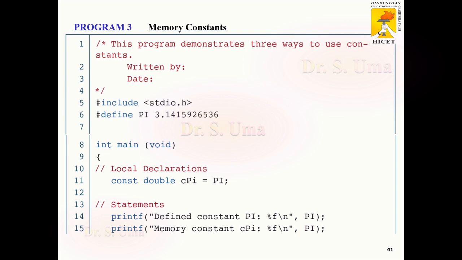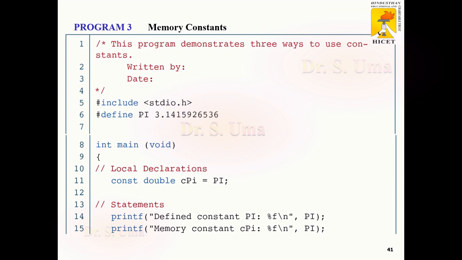This program demonstrates 3 different ways how the constants could be used within a program. This is a preprocessor directive #include stdio.h. This is already seen. #define, this is under preprocessor directive, which represents that this is the value for the constant pi. Whenever we are defining any constant under the #define statement, we represent them in all caps. So this is the main function definition. Return type is integer and we are not passing any values as input for the main function.